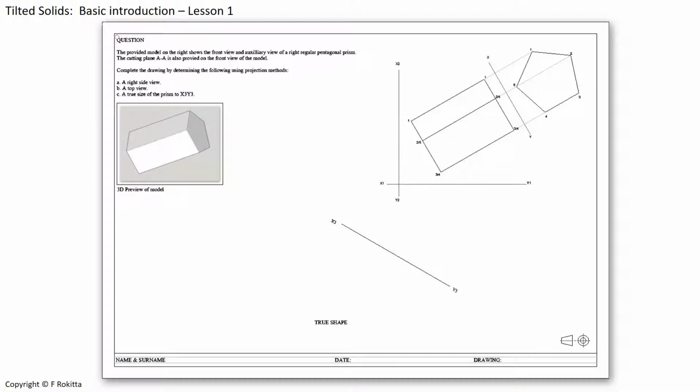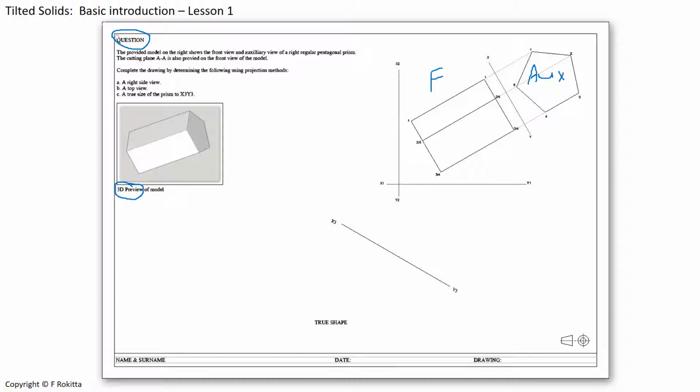Here we have the page layout of our actual question. On this page we will see at the top left our question section. Then we will see the 3D preview of the model. We will also notice the front view of our model and our auxiliary view of the model over here.